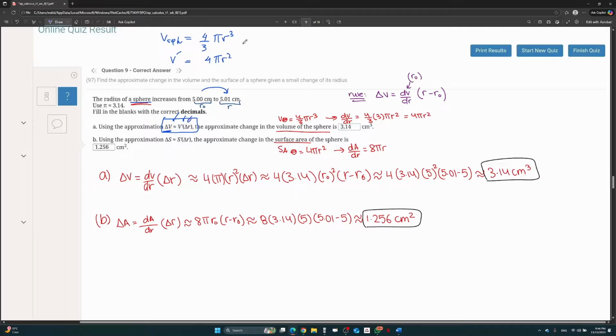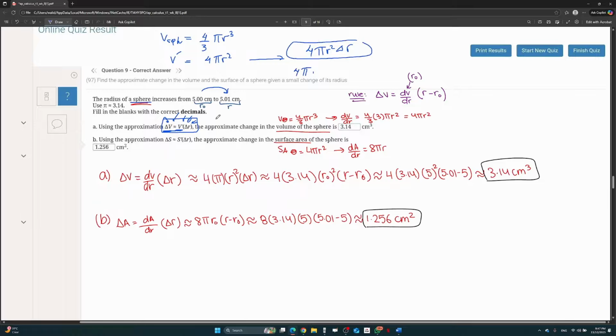So V, 4 over 3 pi r cubed. Sorry, no. Delta V is what we're trying to find. So you keep the delta V as unknown. We don't know. So V prime is what I want to put. So V prime is going to be 4 pi r squared times delta R, right? So we need to find this. Now, what do we know?